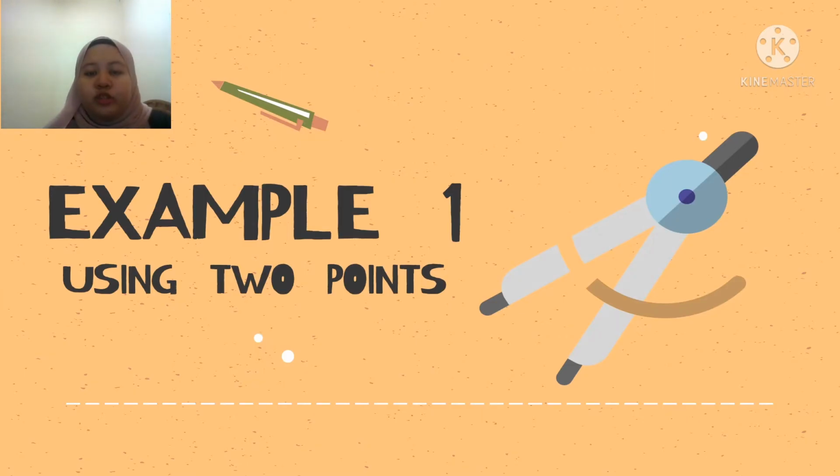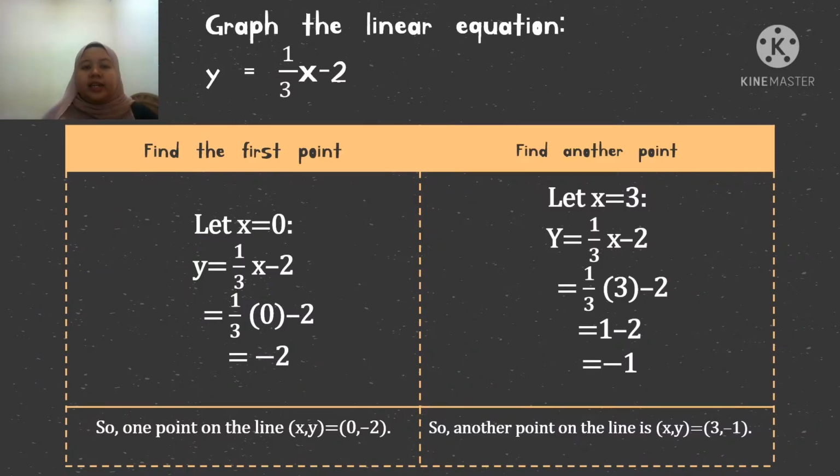Example 1. Using 2 points. The question is: graph the linear equation y equals 1 over 3x minus 2. To find the points in this method, we need to pick two values of x that are easier for us to find the value of y.